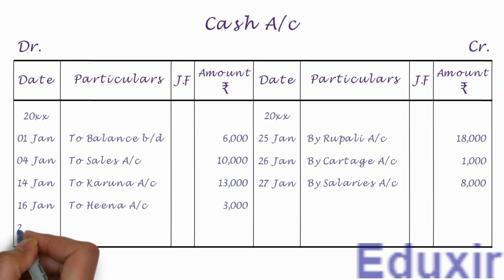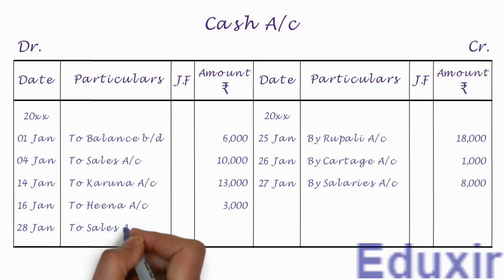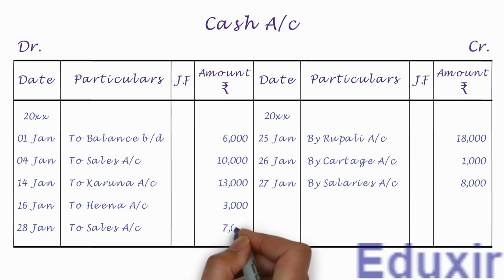Let us first write the date in the date column. We need to write to sales account into the particulars column. Let us write the debit amount of 7000 rupees into the amount column. With that, we have completed the posting of this journal entry into the cash account. Let us now take up the next entry.